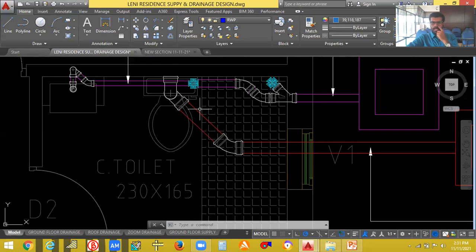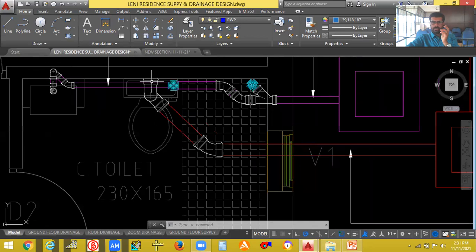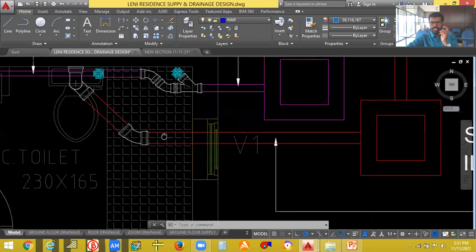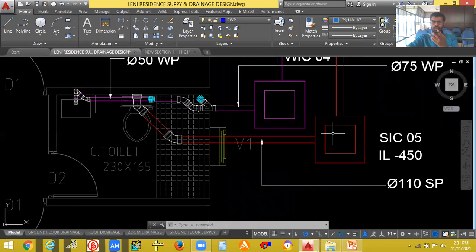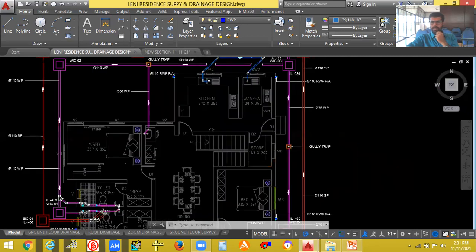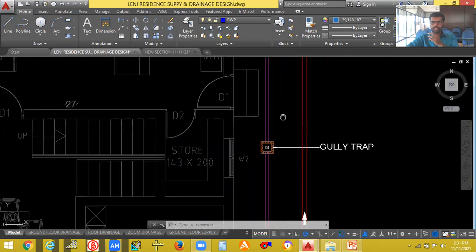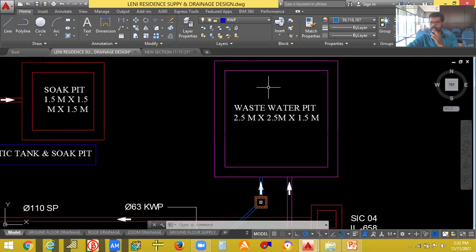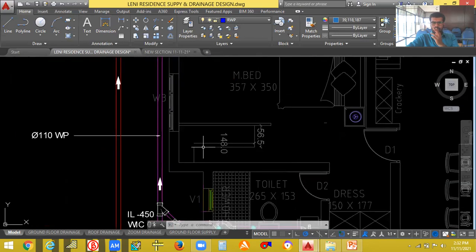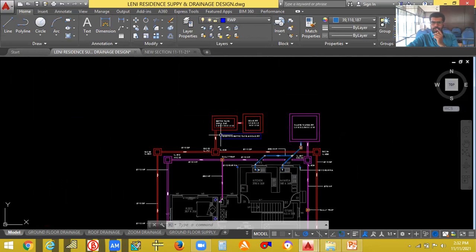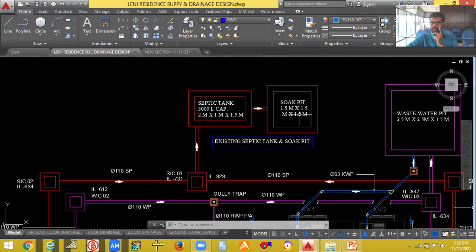Right? So this is the soil waste line, the waste that is coming from the water closet. The waste coming from the water closet is taken through this and given into this chamber, this soil inspection chamber or manhole. From there, this is the gully trap. You can give a gully trap, and from there you can give it to the wastewater pit. And the soil waste you can take to the gully trap in the soil pipe. You can give it to the septic tank and then to the soil pit.